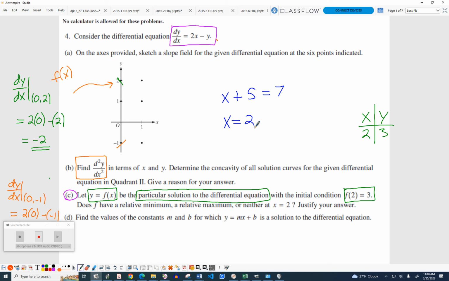Okay. So when you have a differential equation like this, there is an infinite number of other equations that, if you were to take their derivative and rearrange, you would get this.